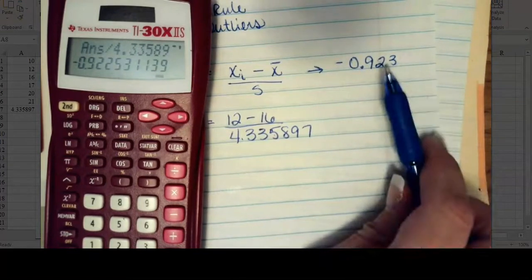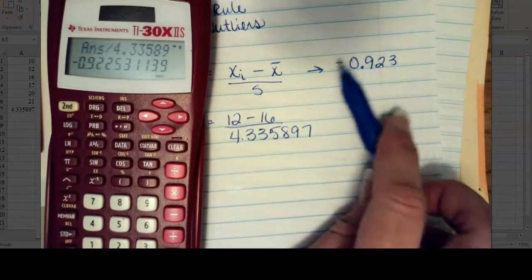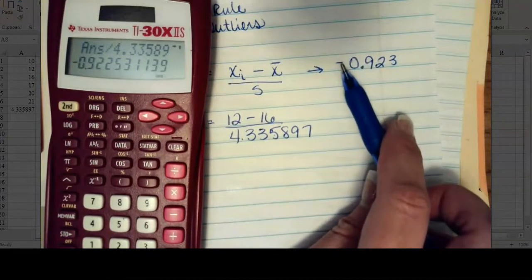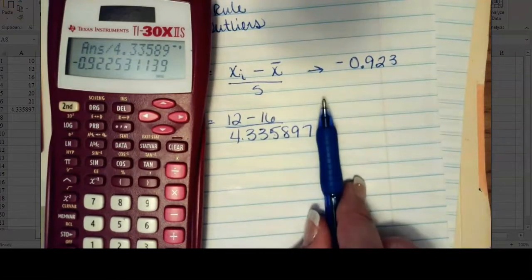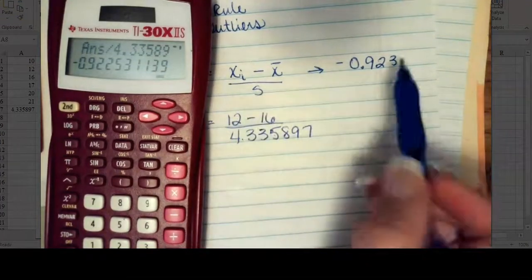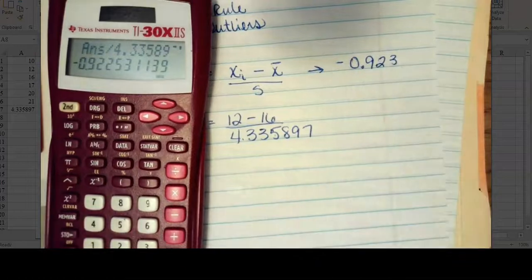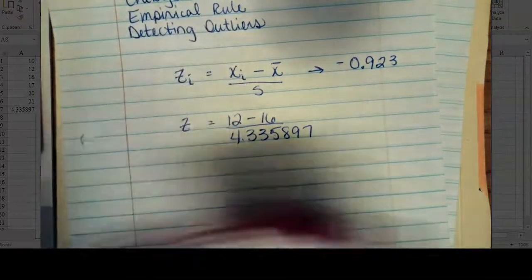So what does that mean? That means that this value of 12 gave me a negative. It's to the left of the mean. My mean was 16. Well, 12 is to the left of 16 if you think about a number line. So I take that 12 and I standardize it into a z-value, or a z-score, of negative 0.923.